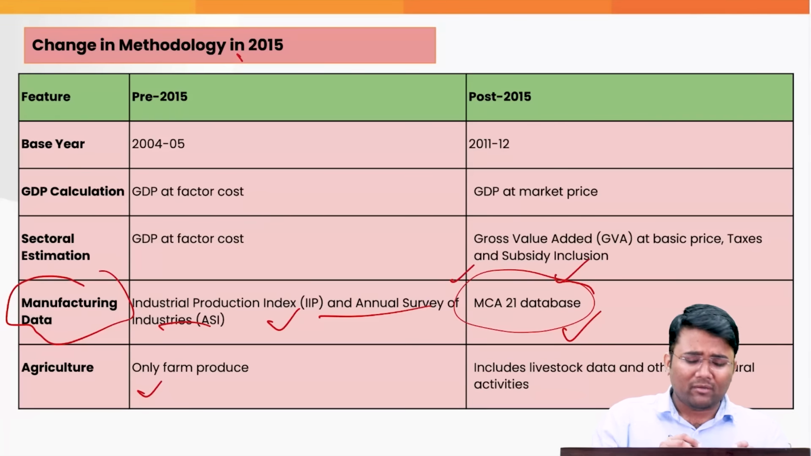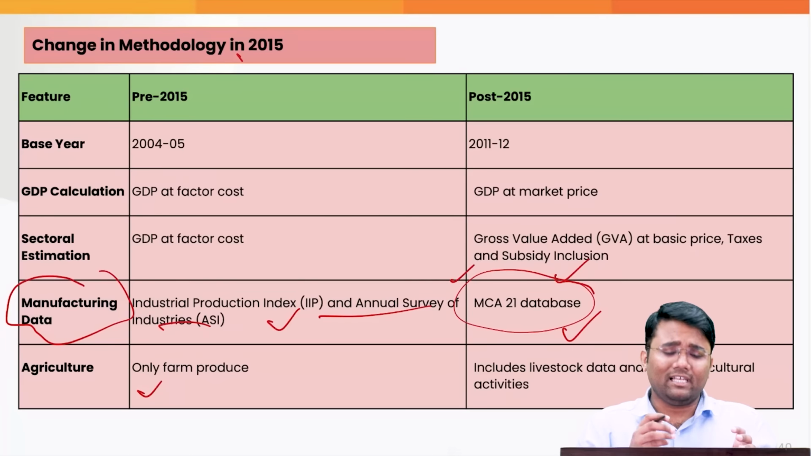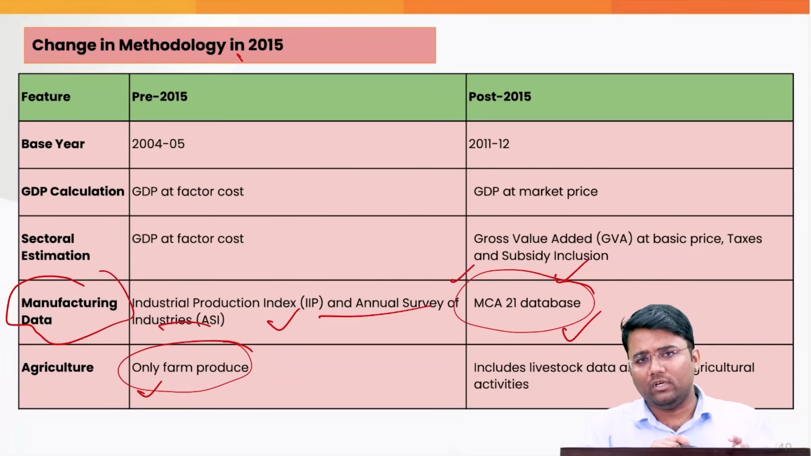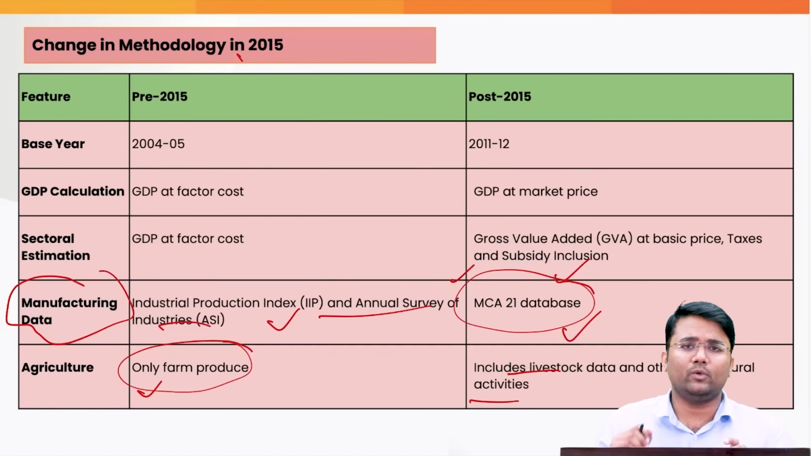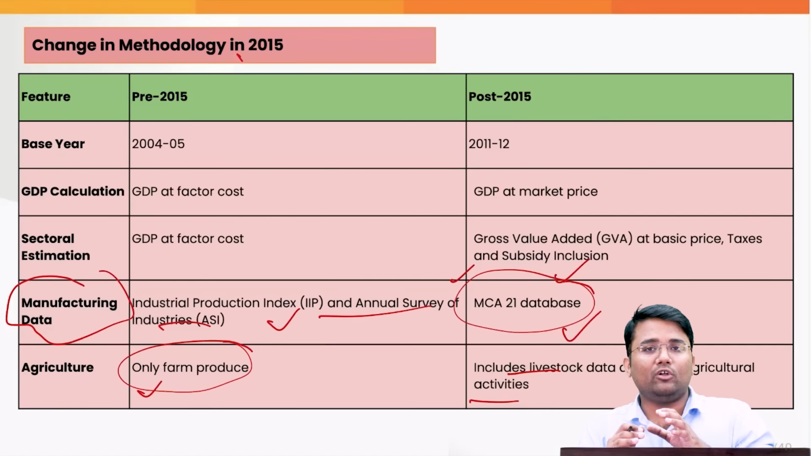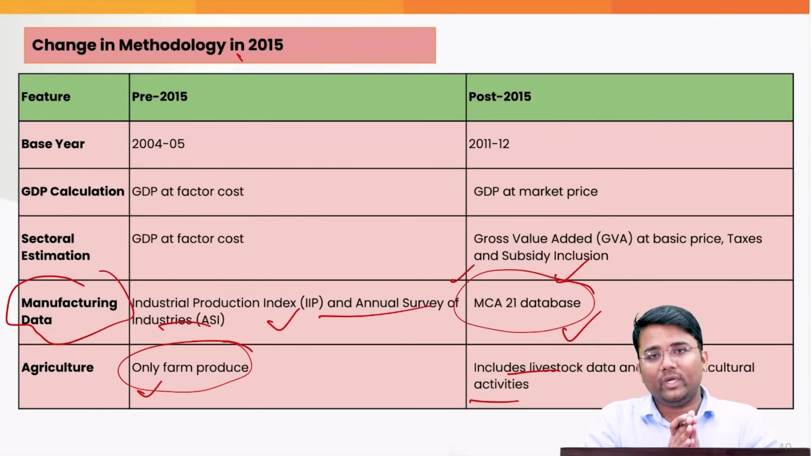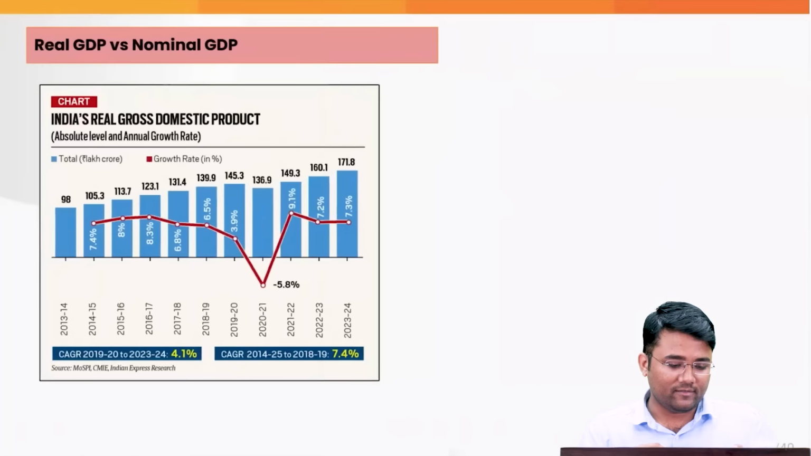Also, if we talk about agriculture value addition, earlier only farm produce was being calculated, but after 2015 we have included the livestock data. Apart from that, other agricultural activities have also been included. So this is the methodology that we have changed from 2015 for the GDP calculation.